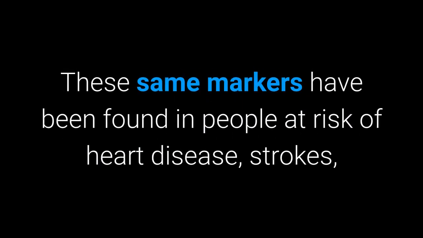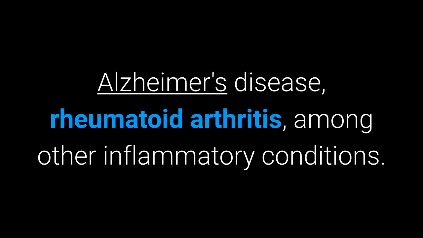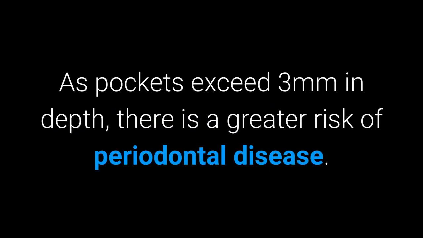Periodontal disease has also been linked to an increase in inflammatory markers found in the blood. These same markers have been found in people at risk of heart disease, strokes, Alzheimer's disease, rheumatoid arthritis, among other inflammatory conditions. Tooth protection. As pockets exceed 3 mm in depth, there is a greater risk of periodontal disease.